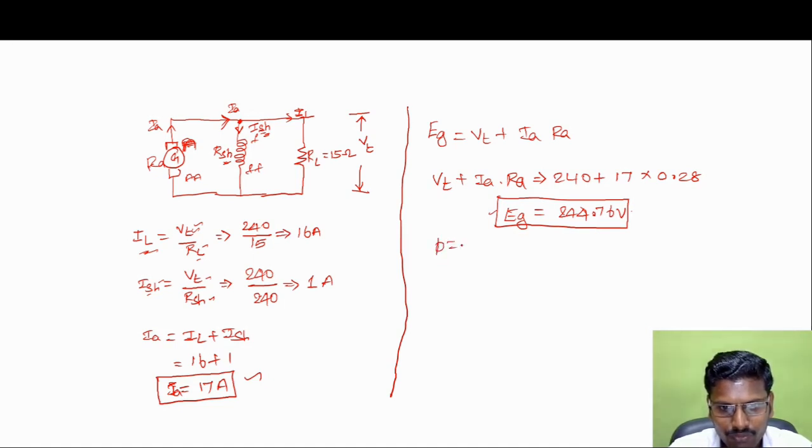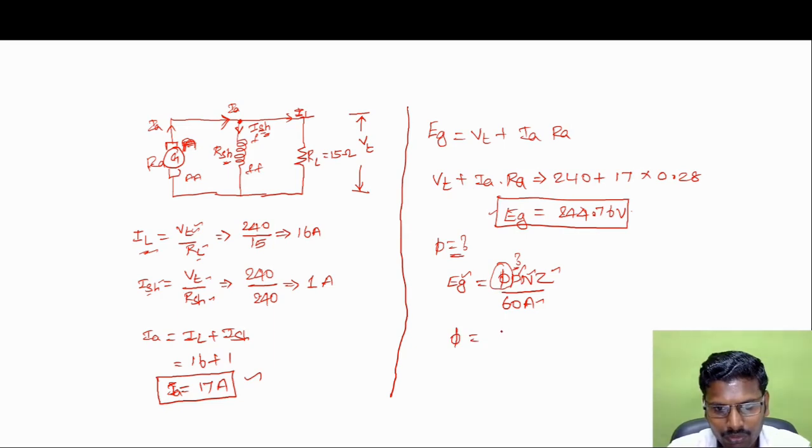The third parameter is flux. We need to find the value of flux. We know the relation EG is equal to phi P N Z divided by 60A. So we know the values of P, N, Z, A and EG. The unknown parameter is phi, the flux. So phi is equal to EG into 60 into A divided by P into N into Z.